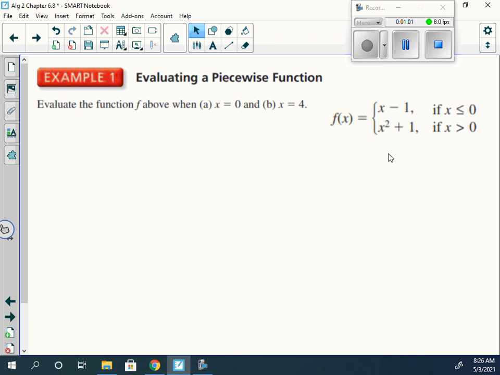So we're going to look at this first example. We want to evaluate the function for the given values of x. Now for the first one, a, we're told that the value of x is equal to 0. So we're going to look at our piecewise function. F of x equals x minus 1 if x is less than or equal to 0, and x squared plus 1 if x is greater than 0. So when we look at this here, is x less than or equal to 0, or is it greater than 0?